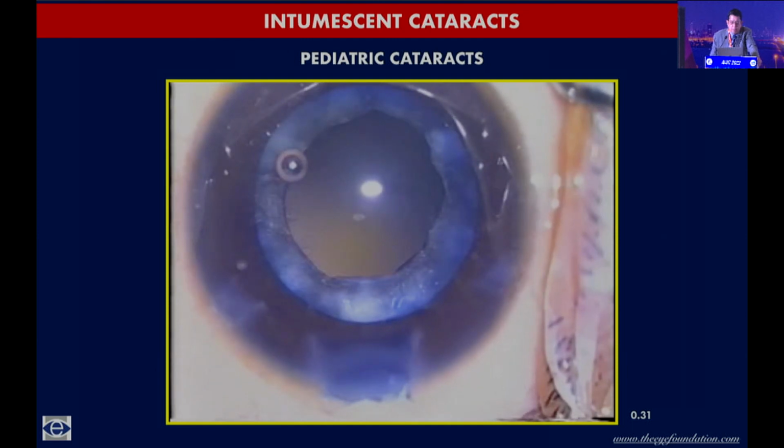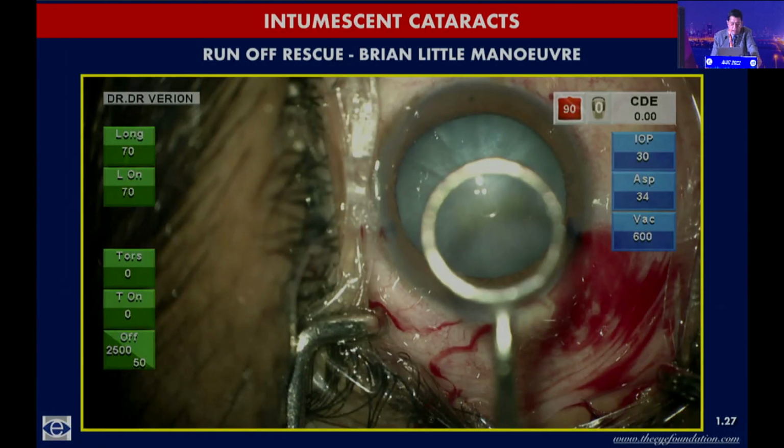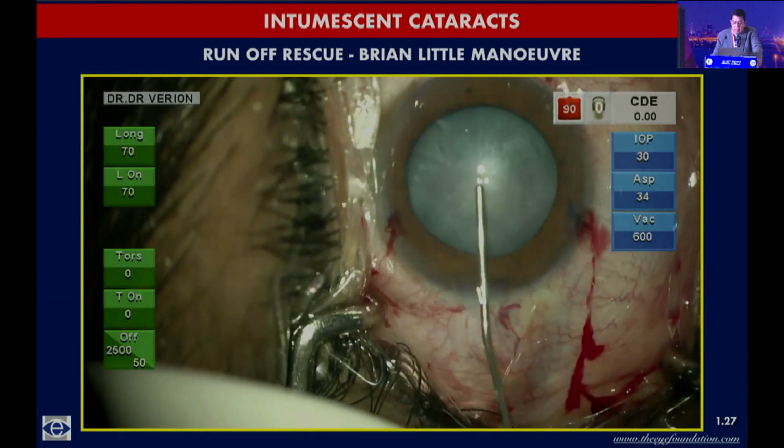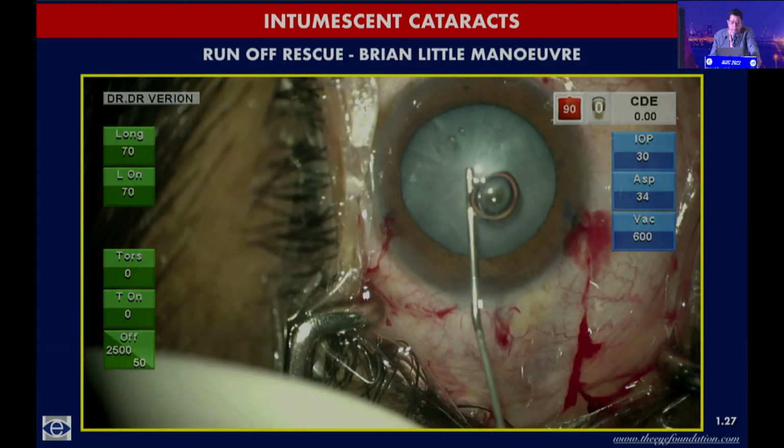And basically, I'm just emphasizing making a capsular rhexis in these situations simply because the rest of the removal of the cortex and the intraocular lens implant is not really very difficult. In this particular video, I'm going to emphasize this excellent procedure, the Brian-Little maneuver.